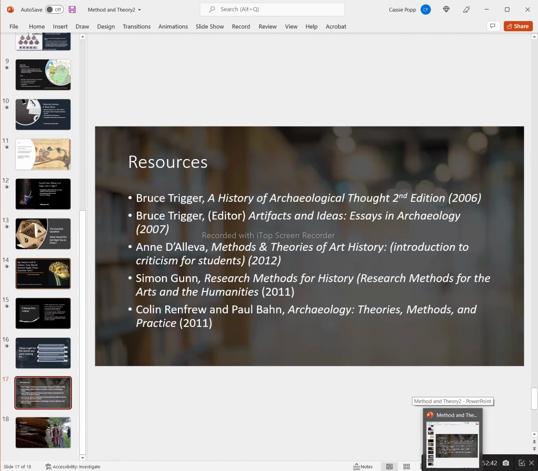Regarding resources, I actually would recommend first starting with the Wikipedia pages of each of the theories I gave you in the previous slide. I can confirm they are well cited and will give you good overviews about the development of each theory and the people who contributed most to them. If you want to dig deeper or maybe get into a more in-depth academic source, all of these on the slide are good resources. That said, I would most suggest those by Bruce Trigger.